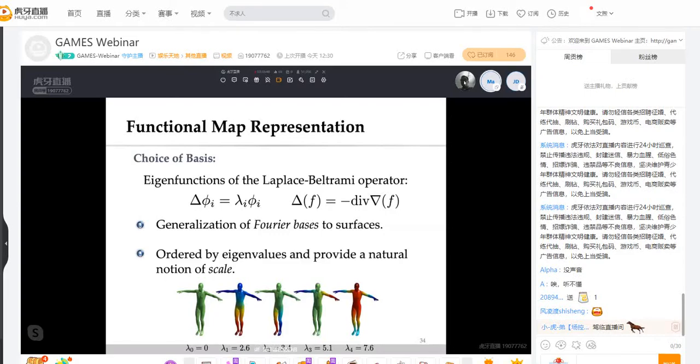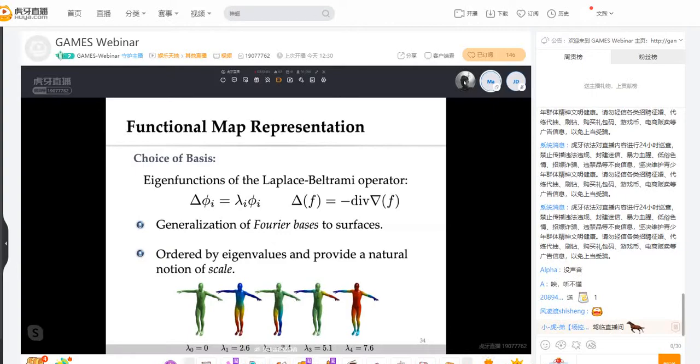We assume there's some kind of set of basis functions that allow us to express square integrable functions f and g. In practice, there are many different kinds of bases you can extract and define, but probably the simplest is what's called the eigenfunctions of the Laplace-Beltrami operator.